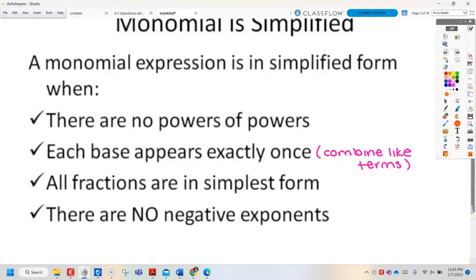So a monomial expression is simplified when the following check marks are true. There are no powers to powers. All bases appear exactly once, meaning you've combined all like terms. All fractions are in simplest form. And there are no negative exponents.